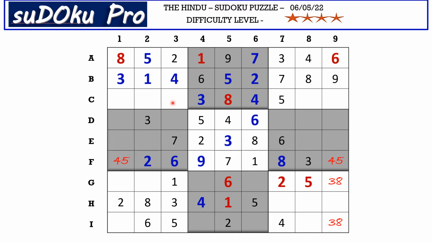Now in column 3 the missing numbers are 8 and 9. There is an 8 in C row blocking here. So C3 takes 9 and D3 takes 8. Now in block 1 the missing numbers are 6 and 7. There is a 6 blocking from here. So C2 takes 7 and C1 takes 6.